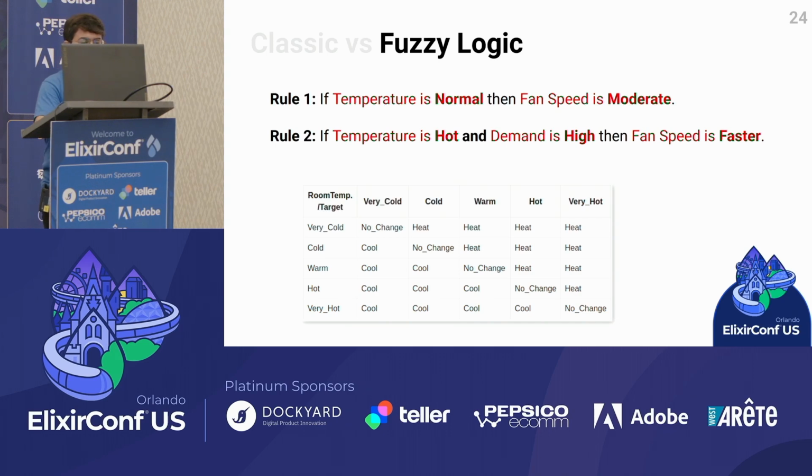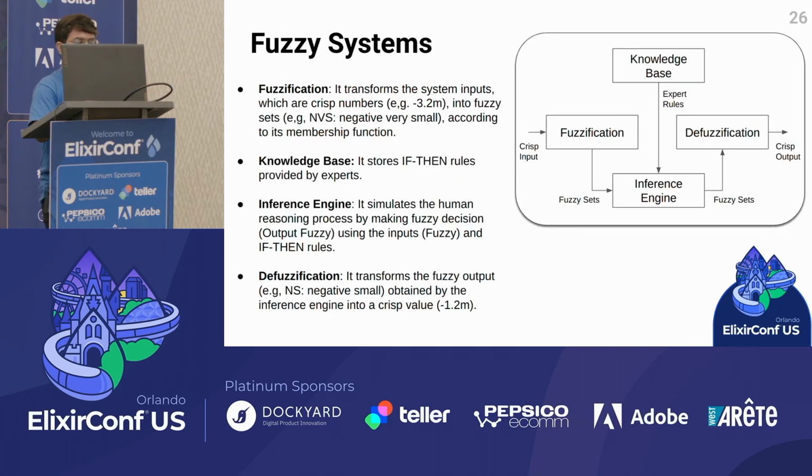So, but how can a computer understand this? Well, fuzzy systems were made for that. So how does the fuzzy system work? It has different phases that we will describe next.